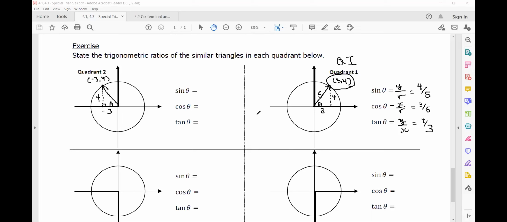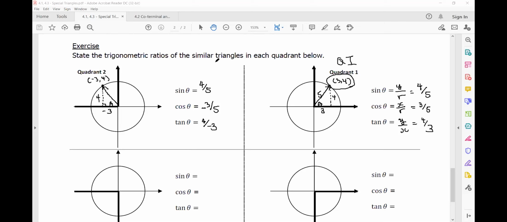4 over 5. 4 over 5, absolutely, just like before. And the cosine would be adjacent over hypotenuse, in other words, x over r. Someone else? Negative 3 over 5. Negative 3 over 5. And following opposite over adjacent, which is y over x, is 4 over negative 3.